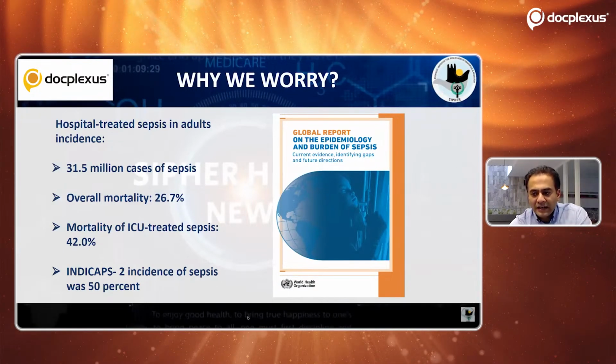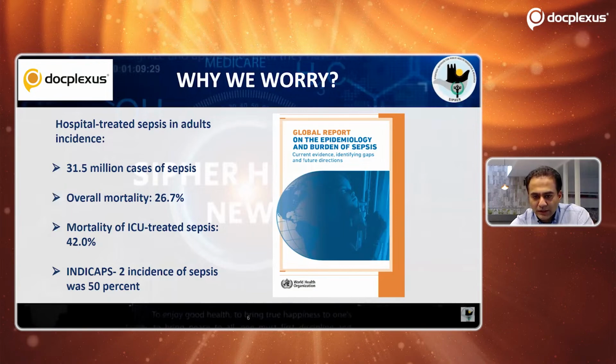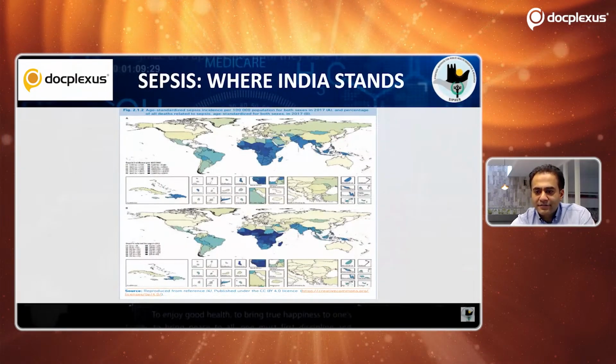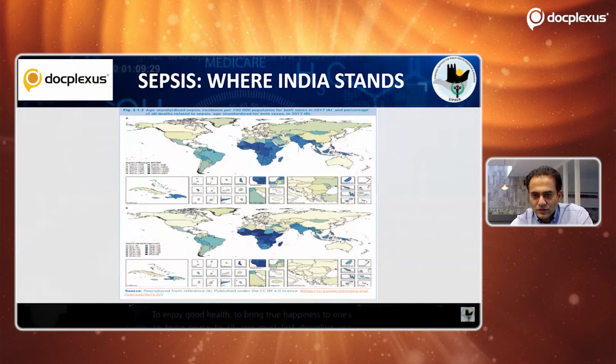And our mortality is not less globally as well. Our mortality is very high, around 25-30% in the Indian ICU scenario as well. So where does India stand? If we see, India again is red hot here also, because sepsis incidence is very high in India.